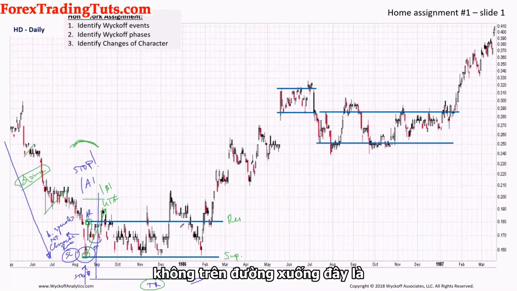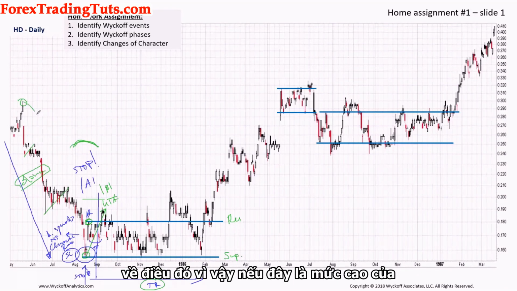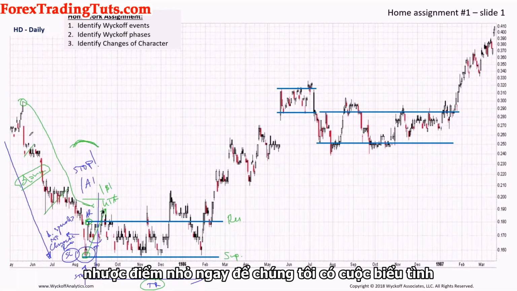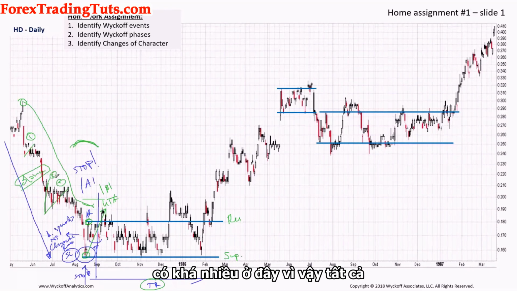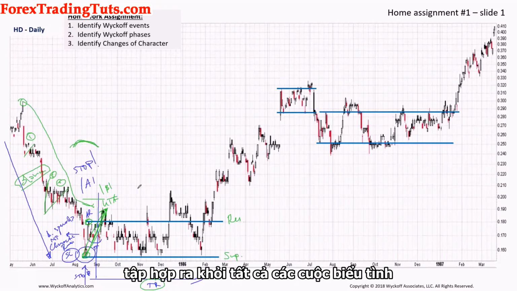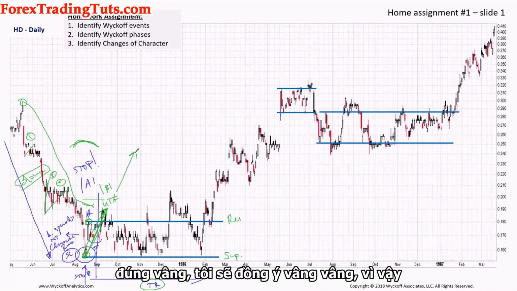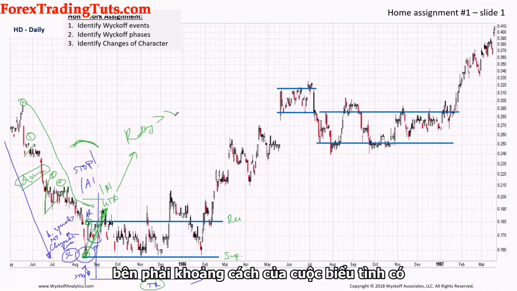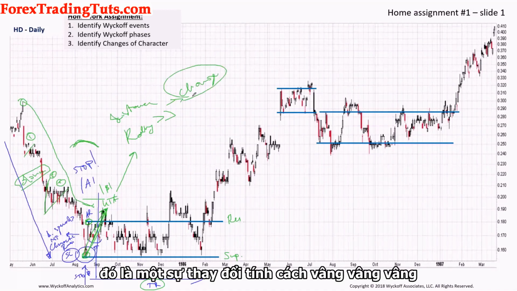No, on the way down, this is the third such rally that we have seen so far. I'm not sure about that. So if this is the high of this move to the downside, we have rally number 1, we have rally number 2. There are quite a few here, and then look at this rally right here. Is this the largest rally out of all of the rallies that I've identified here? Yes, I would agree. The distance of the rally has increased, and that produced some kind of change. That's a change of character.